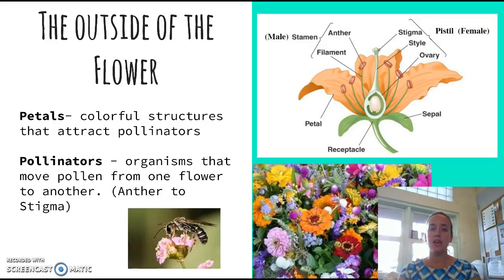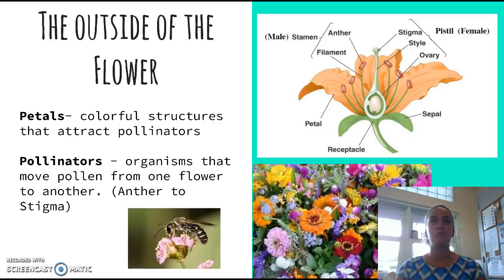The second part on the outside of the flower is the petals. Now the petals are the colorful structures on the outside of the flowers that attract pollinators. So petals come in all different colors, shapes, sizes, numbers. They're the pretty parts. Pollinators are any organisms that move pollen from one flower to another, from the anther of a flower to the stigma of a flower.